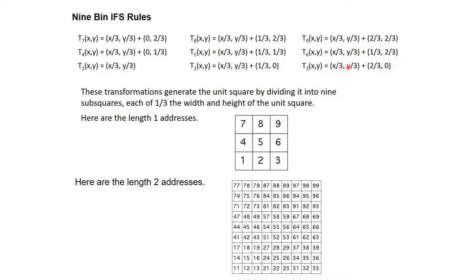See, you have to define the rules in a way so that simultaneous application of these rules will give me the square back. Okay. So this transformation generates the unit square by dividing it into 9 subsquares, each 1 by 3 the width and height of the unit square. Now, these are length 1 addresses, which are 1, 2, 3, 4, 5, 6. And you will see the length 2 addresses are also on the bottom of the slide. So that will be 1,1, 1,2, 1,3, 2,1, 2,2, 2,3. Remember, this is 2. So you will have again 9 subdivisions in each of these subsquares. Right? So that is what we will see.